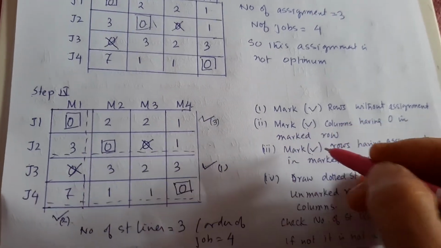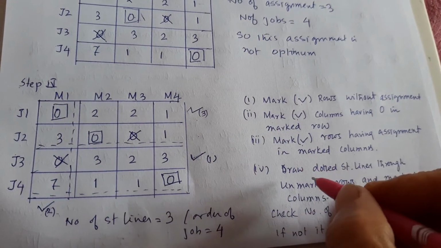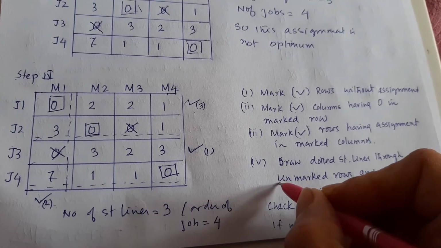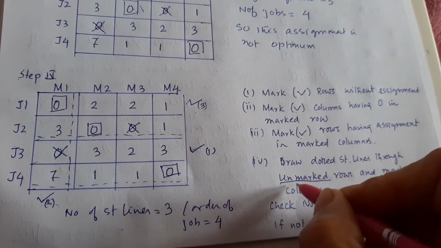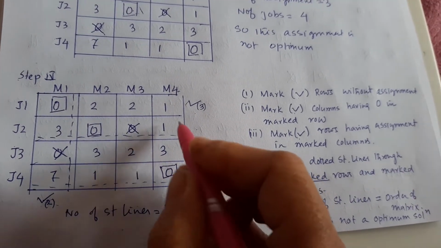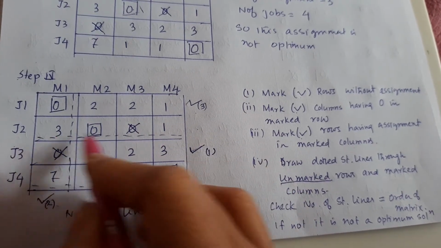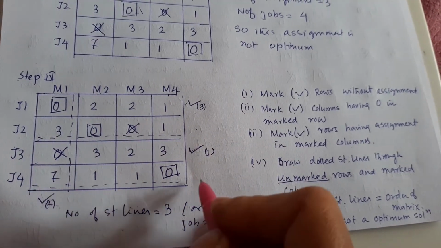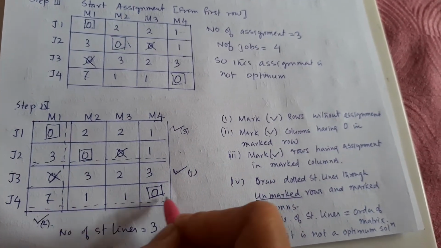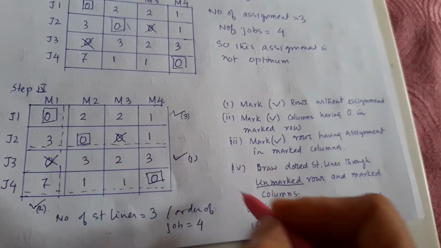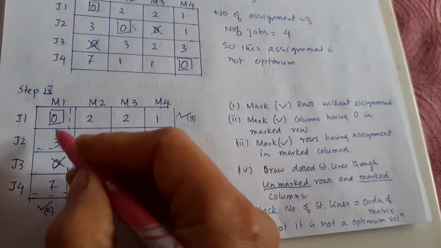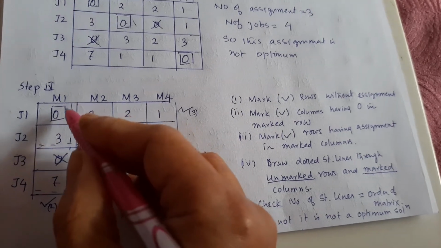After that, draw dotted straight lines through the unmarked rows. You have to remember this carefully: unmarked rows and marked columns. What are the unmarked rows? The unmarked rows are this row and this row. So I am putting a dotted line here and here, and also for the marked column. Unmarked row and marked column. The marked column is this one, so I am putting a dotted line here.